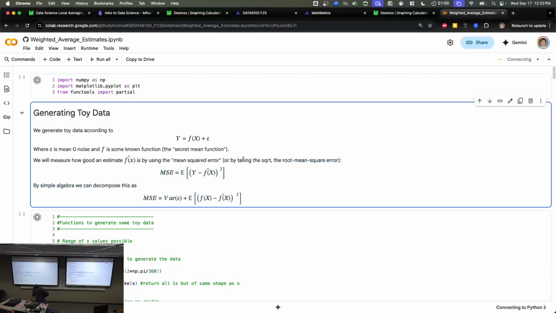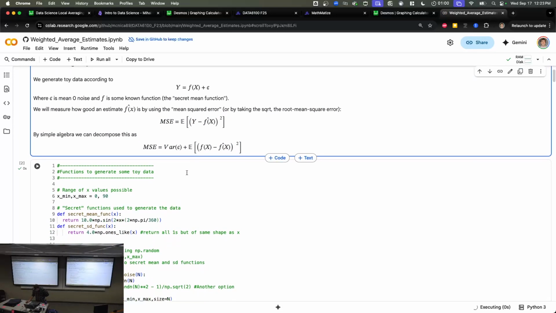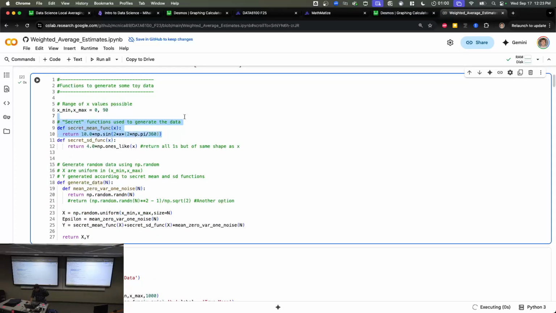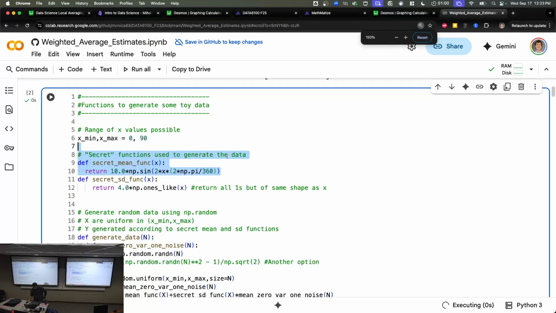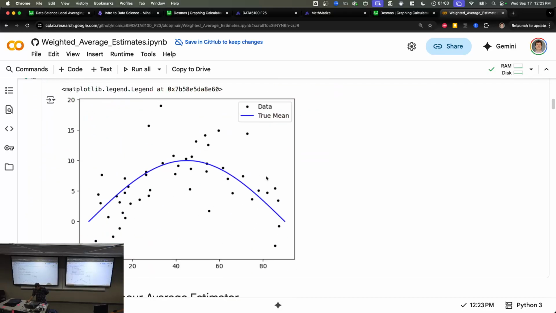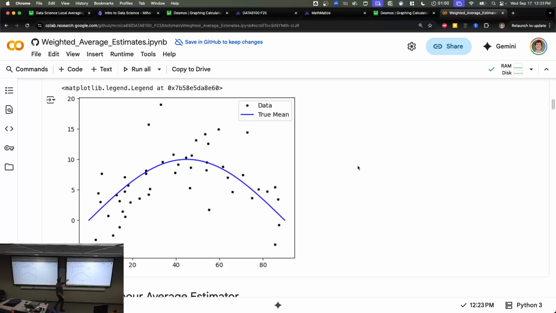And look, this is all the math we've been doing so far. And here are some of the things that were in the Desmos graph that are now in Python. One of them is the secret mean function. This is the blue function that we had before. And this is the secret variance function. But altogether, you get the same plot as in Desmos. There's the secret mean function in blue, and there's the data that is above and below.